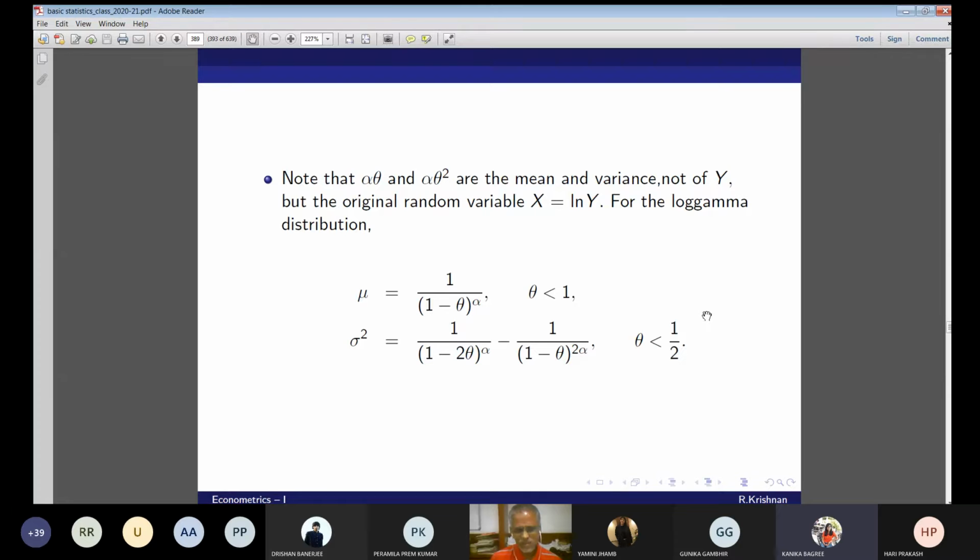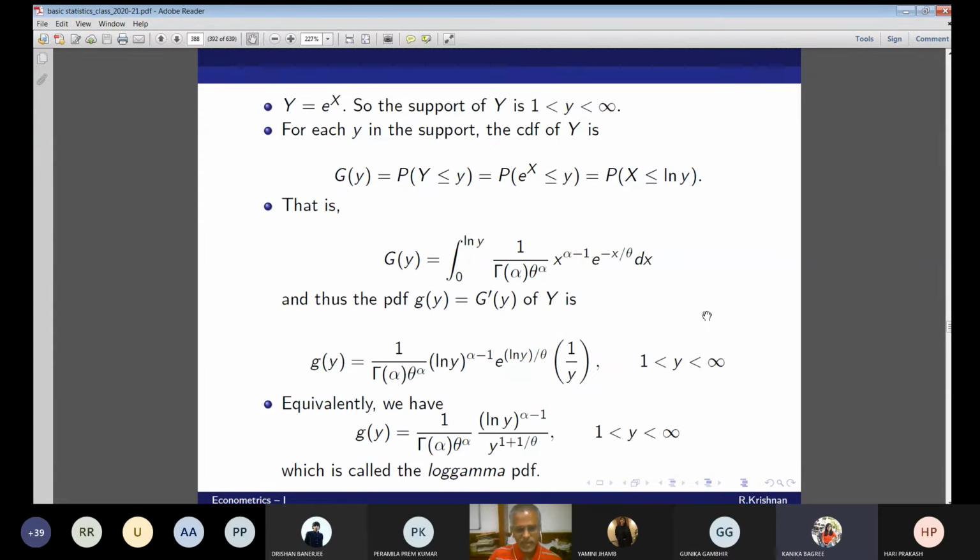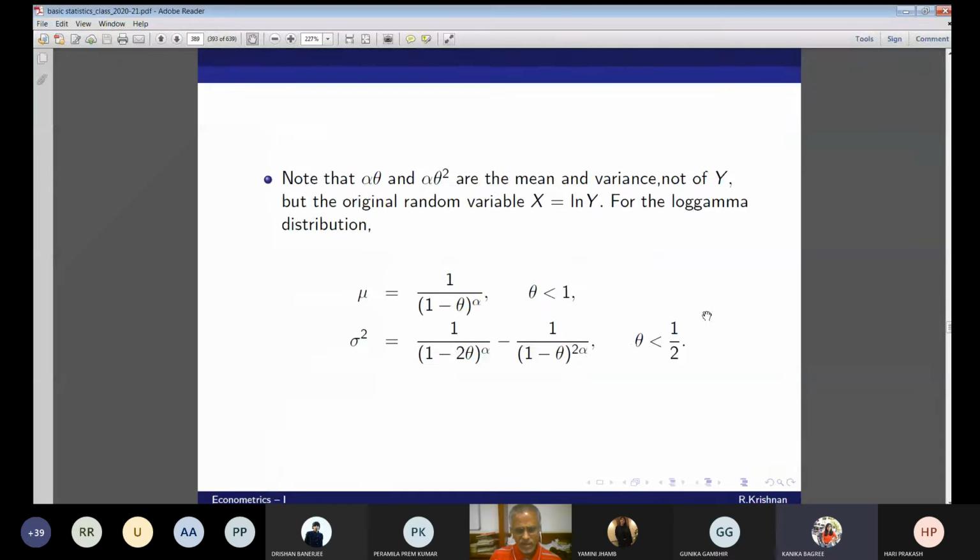How will we integrate that log gamma distribution? Sir, it's so difficult. The log gamma PDF is fine. Expectation of y is equal to the integral of y times g(y). That is the only way to find the mean and sigma square. You can also do it from the moment generating function, but that will be more difficult.